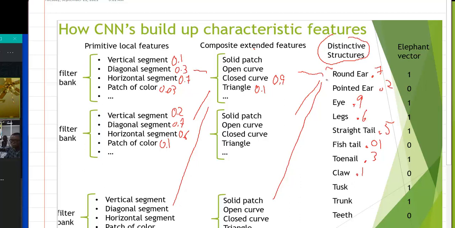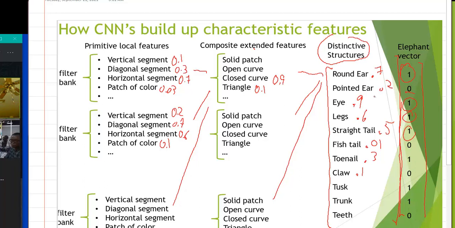What you do is you take this vector of numbers and you correlate it with the elephant vector. Now we know that elephants have a round ear, and they don't have a pointed ear. They have eyes. They have legs. So we know round ear has a 1. Pointed ear has 0, eye has 1, legs have 1, straight tail has 1, fishtail has 0. So here we have this vector that represents an elephant.